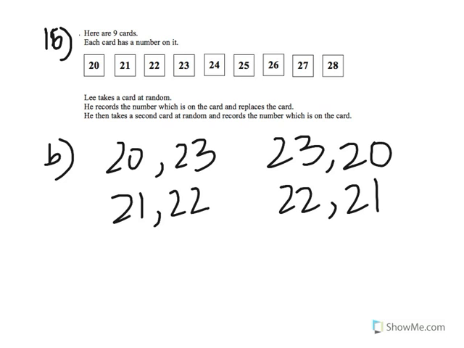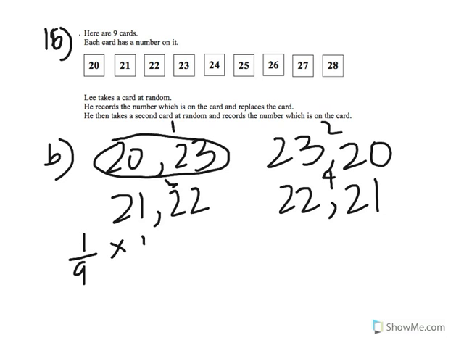So there are 1, 2, 3, 4 possibilities. Now let's calculate the probability of the first one happening. So what's the chance he's going to pick a 20 on the first one? It's 1 out of 9. And then on the second one, what's the chance of him picking a 23? It's again 1 out of 9. So basically it's just 1 out of 81.